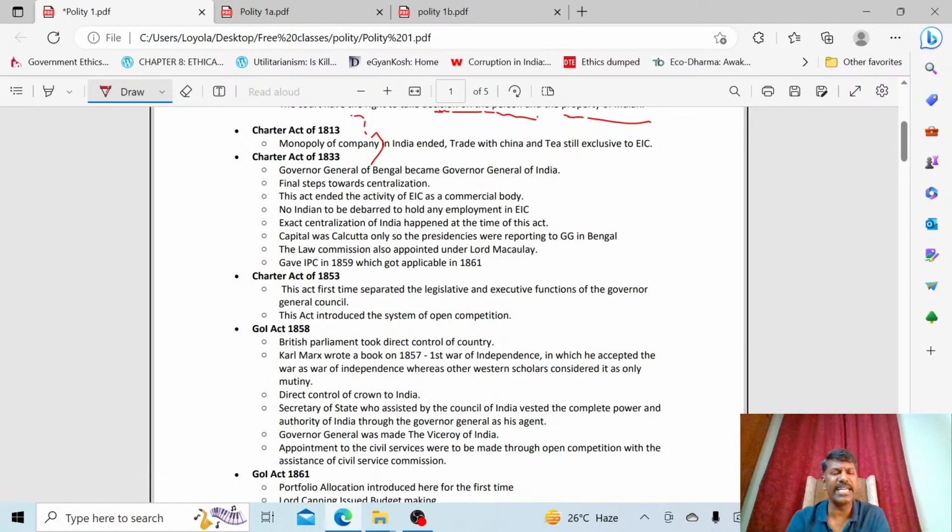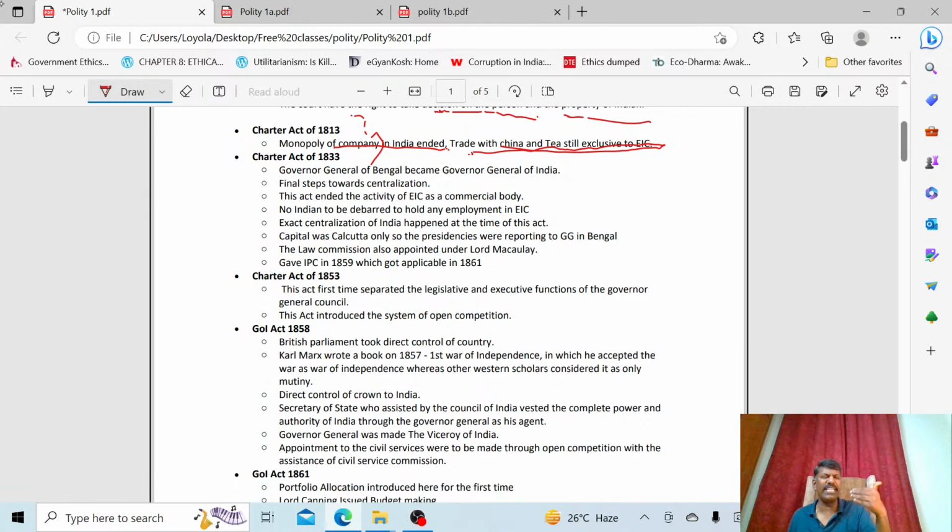As per the NBT and NCERT, the 1813 Charter Act is very important because it ended the monopoly. Previously, I told you, the trade monopoly was exclusively with the British East India Company. But the 1813 Act completely ended the East India Company's monopoly of trade with India. But trade with China remained exclusive to the East India Company. That was a highlighting point.